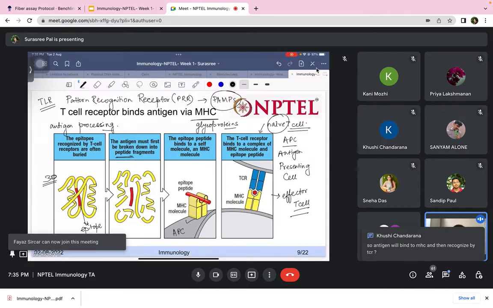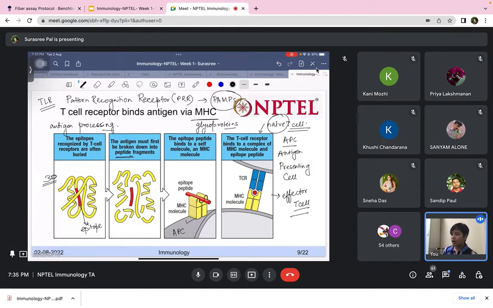Yes, Khushi, you're right. The antigen has to be processed inside the cell first, then bind to the MHC, and then be presented on the surface of the APCs, or antigen presenting cells. Only then can the TCR recognize the antigen. The TCR will not be able to recognize an antigen when it is not bound to MHC. So MHCs are important in this case.